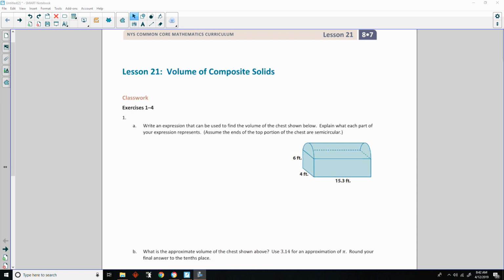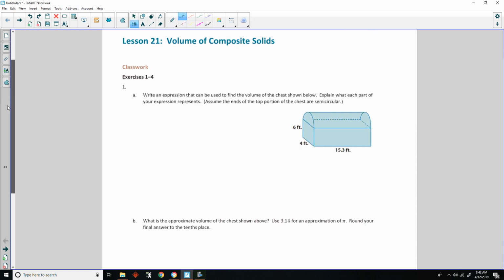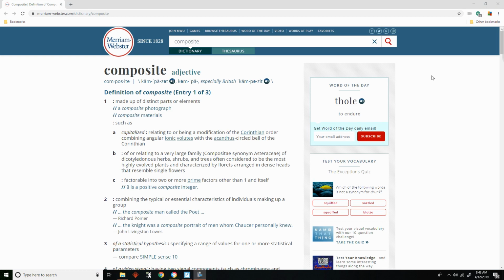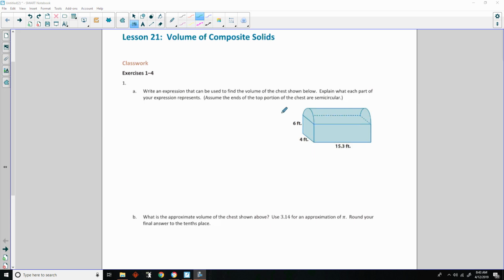This is lesson 21, volume of composite solids. Classwork exercise 1. So first of all, let's just discuss what this chapter section is, or this unit. Volume is length times width times height in a rectangular prism, but in other shapes it's the base area times the height, depending on what the base is. And of composite solids, well, what does composite mean? If I go to Merriam-Webster's website, the definition for composite is something made up of distinct parts or elements. So we're taking the volume of different parts of shapes that create a total shape.